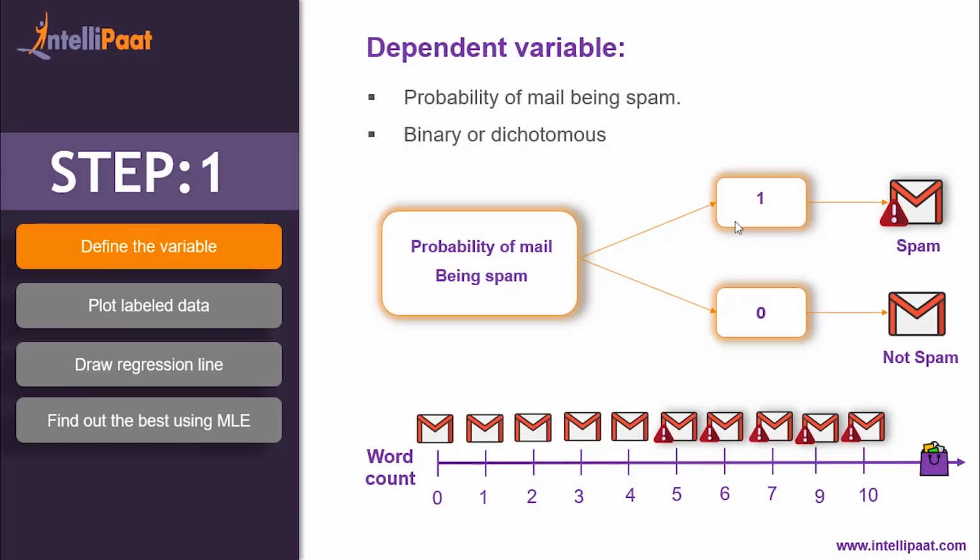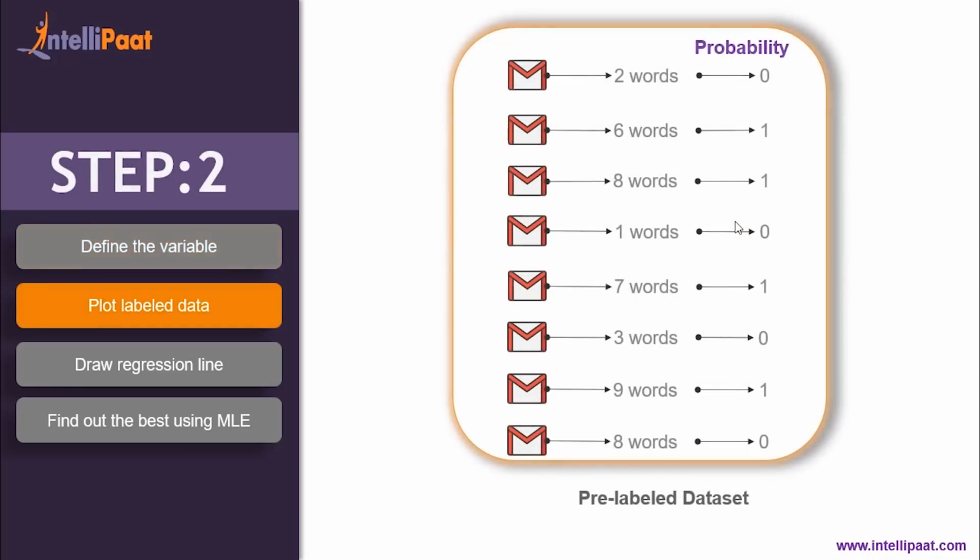So here our aim is to build a predictive model to classify the mail with minimum error. Okay, let's see what is our next step. So our next step is plotting the label data. Let's say this is a set of data that we'll be using to build the model.